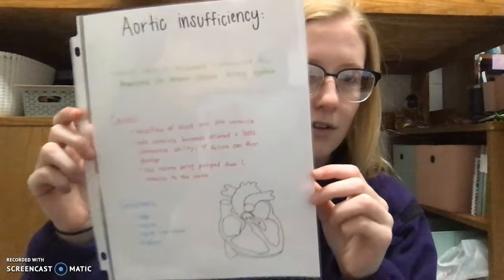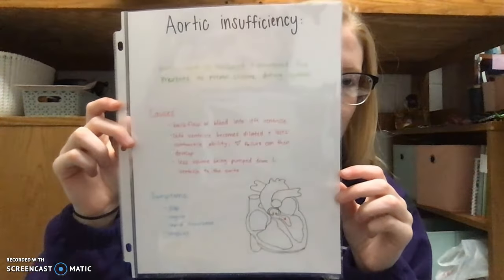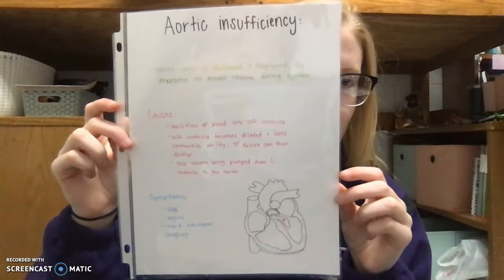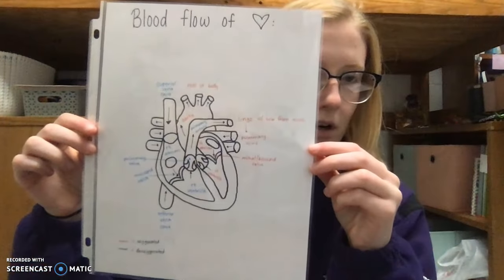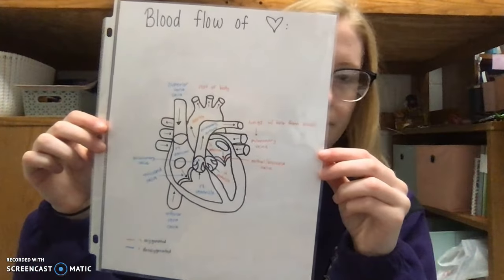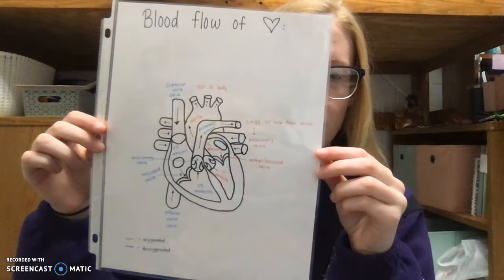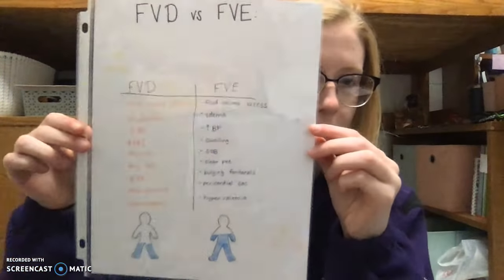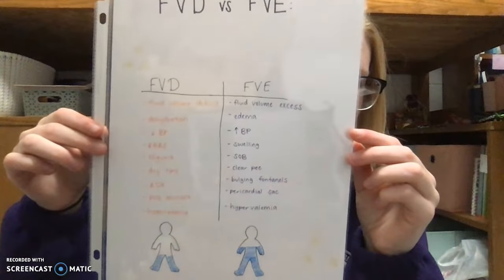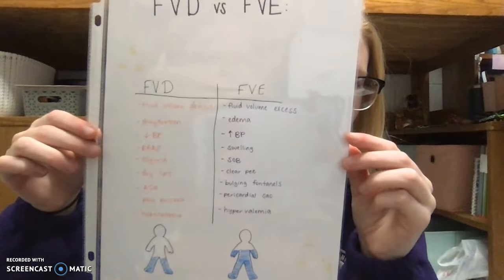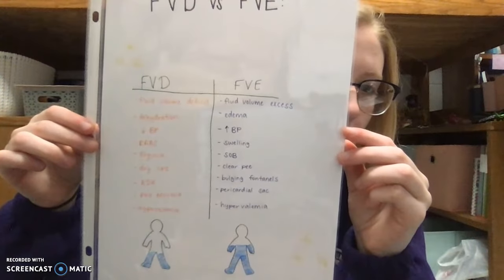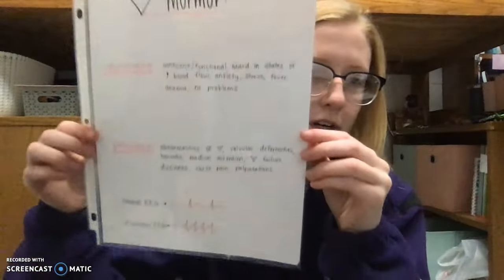So this is aortic insufficiency. And then the blood flow of the heart. FVD versus FVE. I hope that's easy to read. Apologies if it is not. A heart murmur.